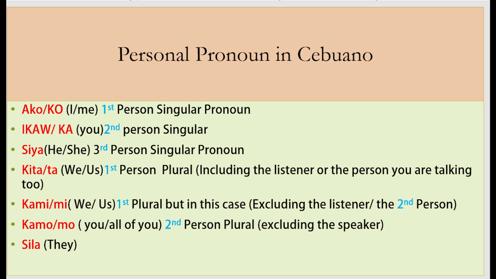Next, for they is sila. Sila kay mga estudyante. Moadto na sila. They are going now. So moadto na sila. So those are the personal pronoun in Cebuano. Okay? Sila is they.